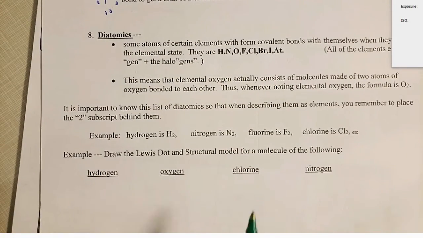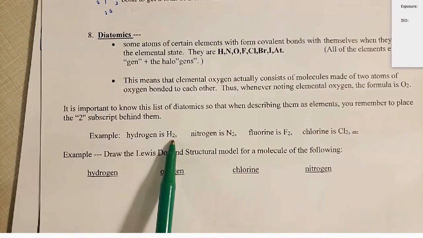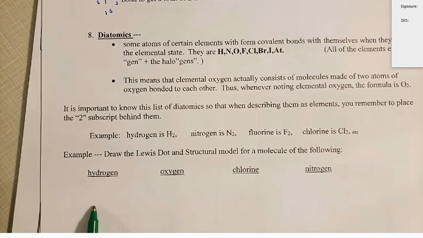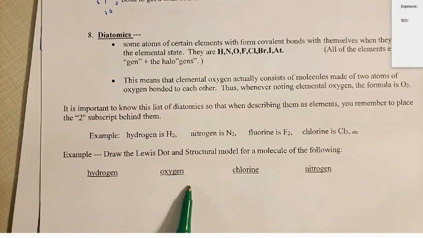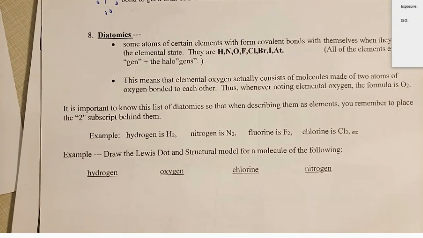We have our diatomic elements down below. So hydrogen is H2. So go ahead and draw the structural and Lewis dot model. What would H2 look like? What would O2, Cl2, and N2 look like? Hope that helps. It gets easier and easier with practice. Eventually, you'll think this is pretty easy.